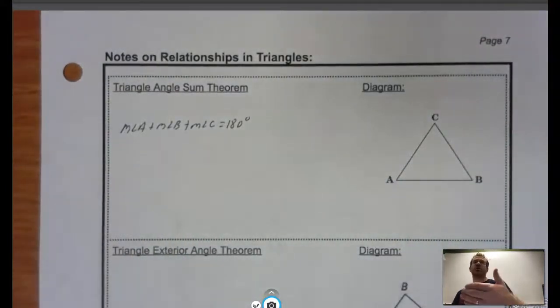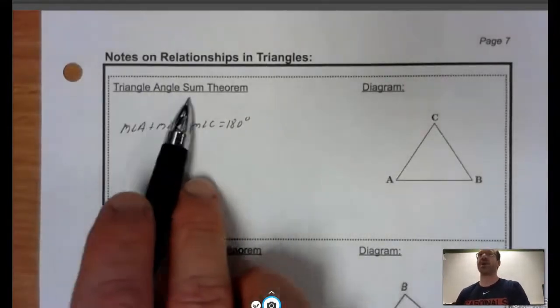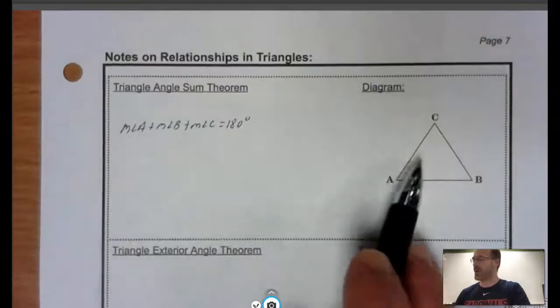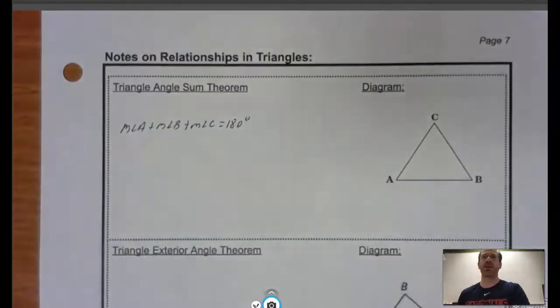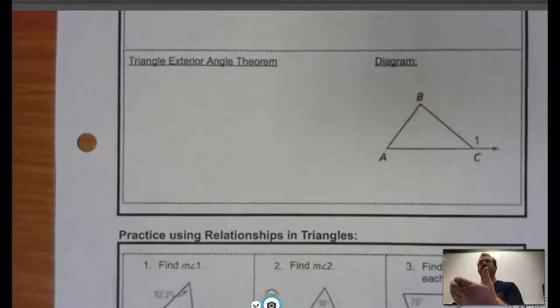And this relationship actually comes from some of the parallel line relationships that we developed in our first semester work, along with the fact that one line has 180 degrees in it. But we're not going to prove that right now, but it does stem from that. So the triangle angle sum theorem means that all three angles in our triangle will always add to be 180 degrees.